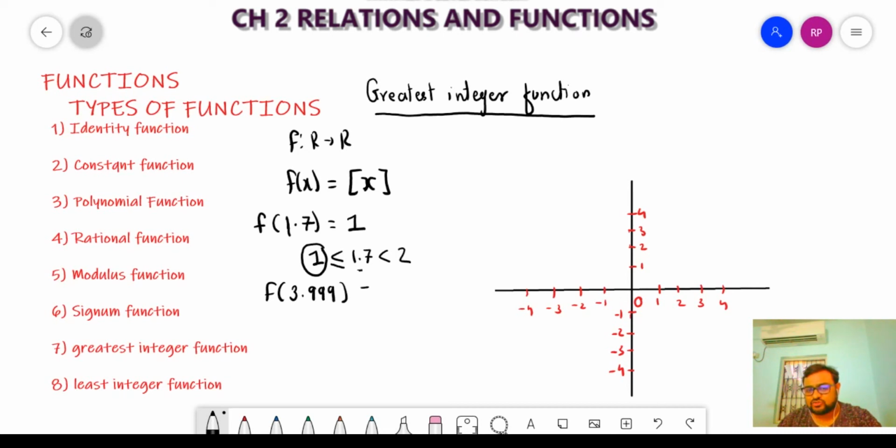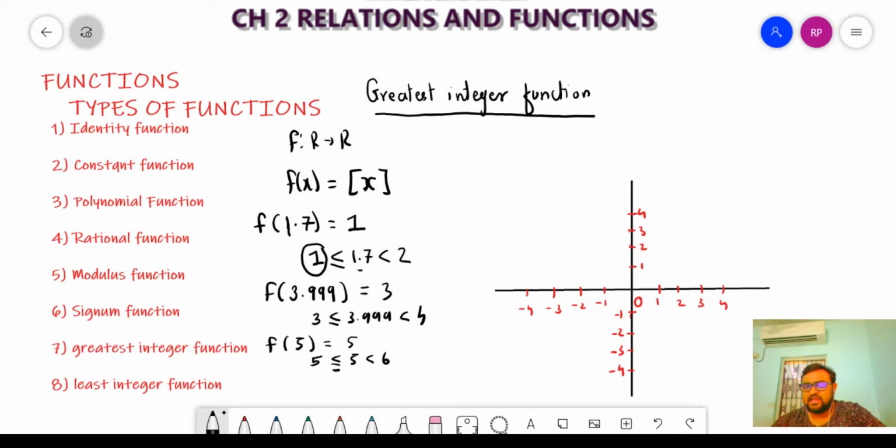Similarly, if I take f of 3.999, then also the answer will be, say, 3 less than or equal to 3.999 less than 4. Sorry, not less than or equal to, less than. So that will be equal to 3. If I take any integer value like, let's say, 5, right? So again 5 less than or equal to 5 less than 6. So see, this is the reason I am using less than or equal to. The answer will be 5.